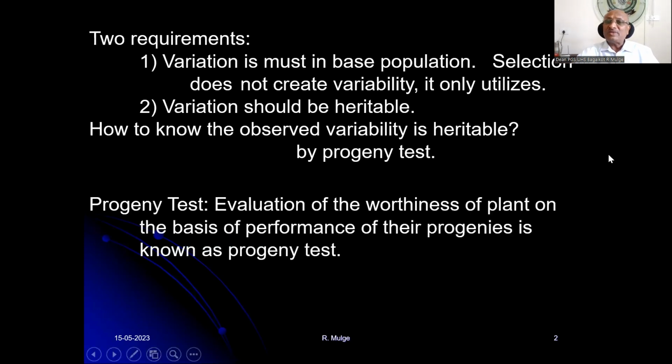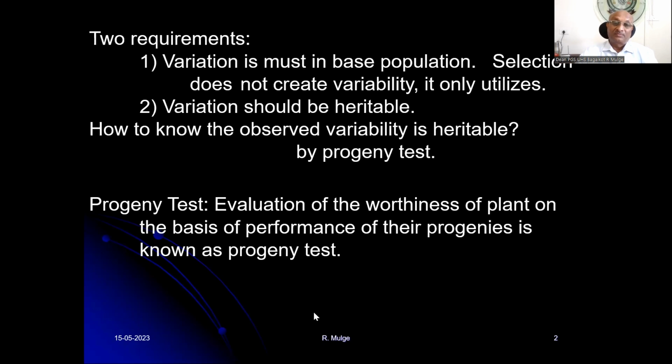So what is a progeny test? We have already given you the definition of that. Evaluation of the worthiness of a plant on the basis of performance of their progenies is known as progeny test. Not its own performance. In a progeny test, the progenies, its offsprings, how they are performing, based on that the parent's ability is decided. So that is the progeny test, right? Evaluation of the worthiness of a plant on the basis of performance of their progenies is known as progeny test.